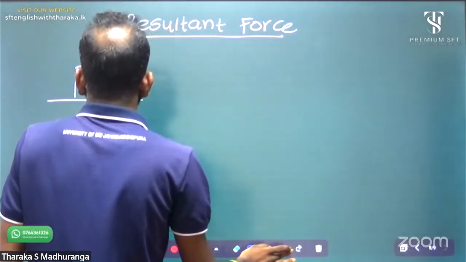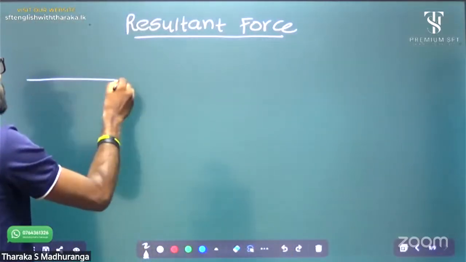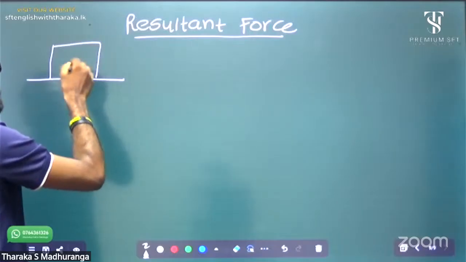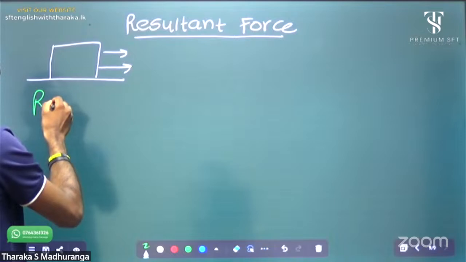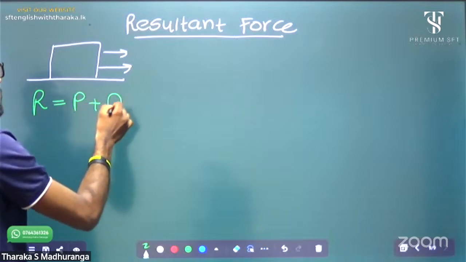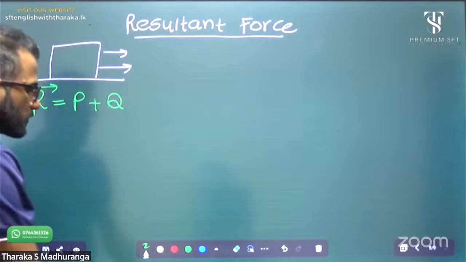First we discussed two forces acting in the same direction. Then how to get the resultant force? R equal P plus Q. The resultant force direction is the same as the applied force direction.